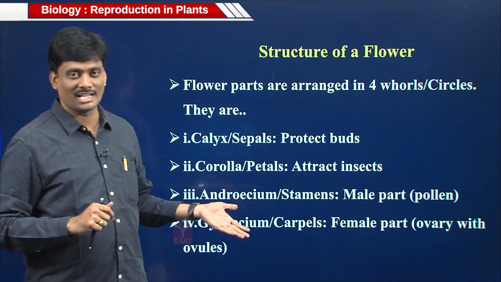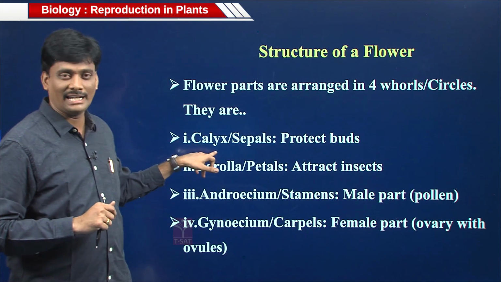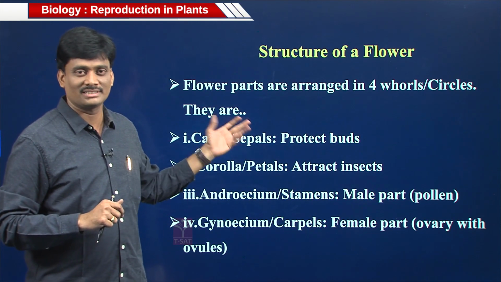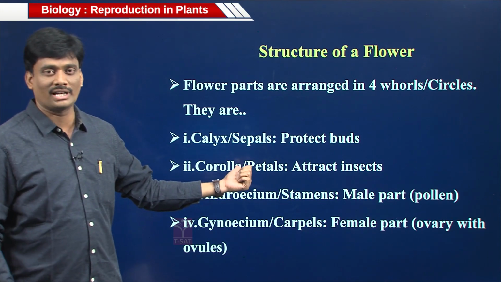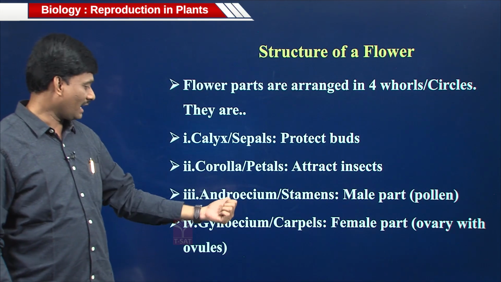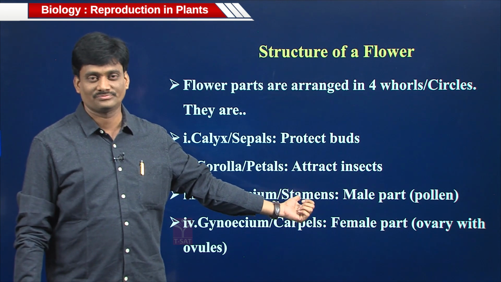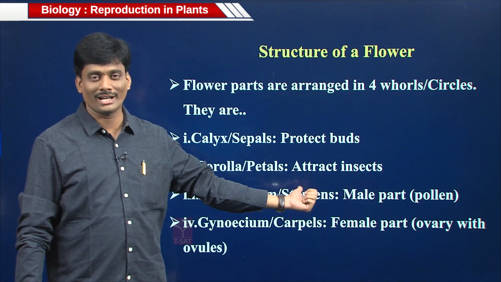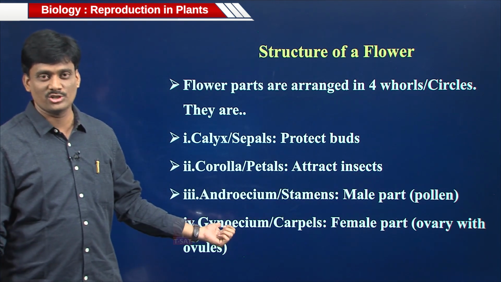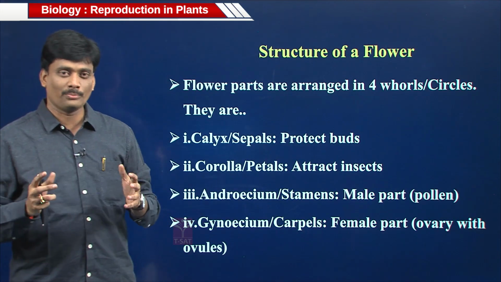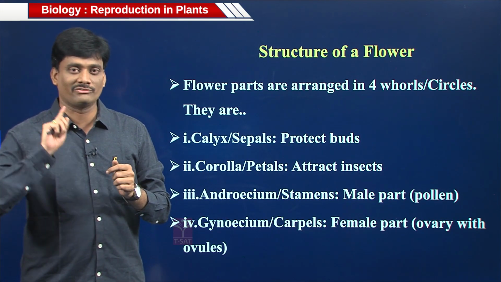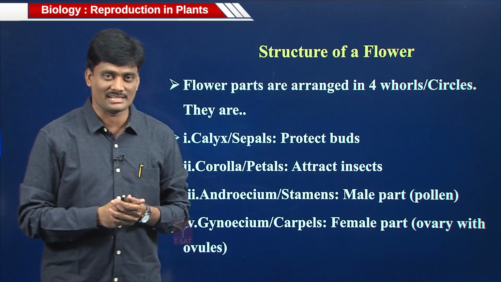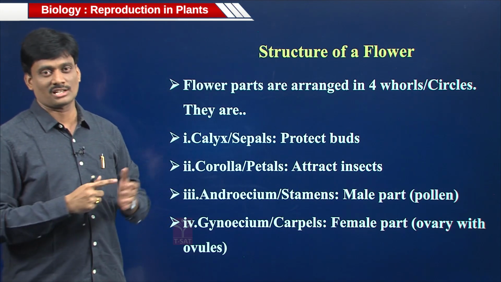And we have other names also. The group of sepals is the calyx, and next we have petals, the group of petals is the corolla, and next we have the stamen. Androecium is also called the stamen, and next gynoecium, also called the carpel. The flower parts are arranged in a circular manner, one circle after another circle. And now we will see the structure of the flower.